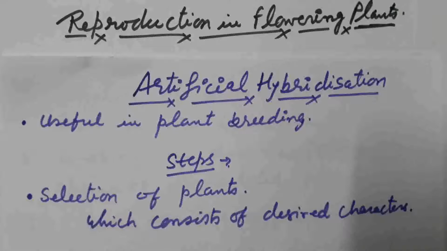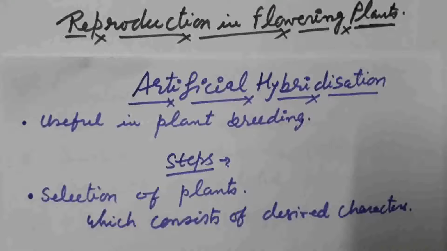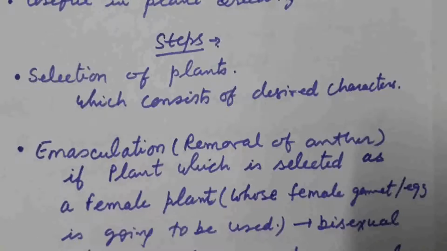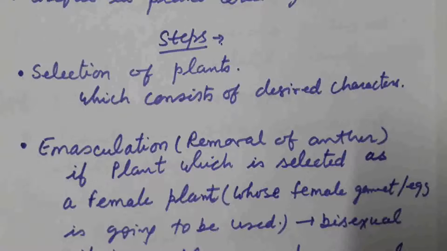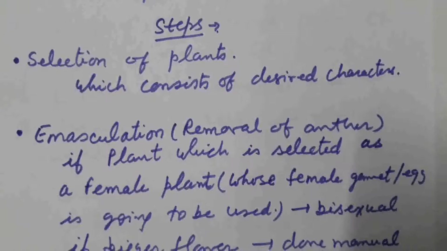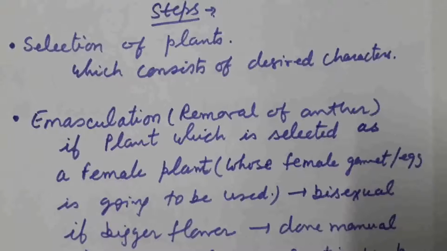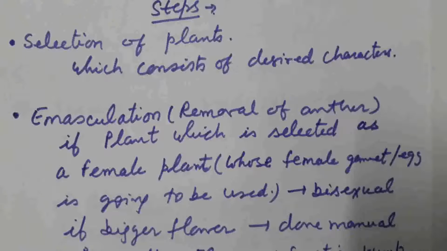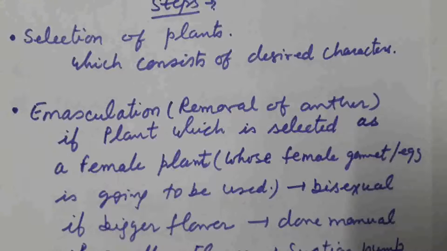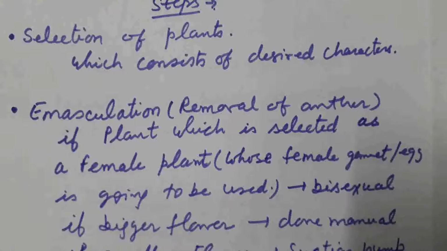So the first step in this process is the selection of plants which consist of the desired character. After selection, our second step is known as emasculation. What do you mean by emasculation? It means removal of the anther. When is this step required? When a plant selected as a female plant, whose female gamete or egg is going to be used, is bisexual. In this case, before maturity we remove the anthers of the selected female plant because it is bisexual.